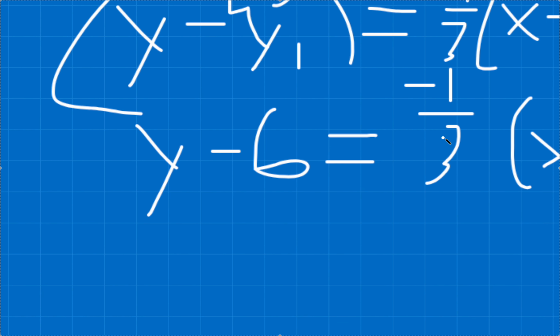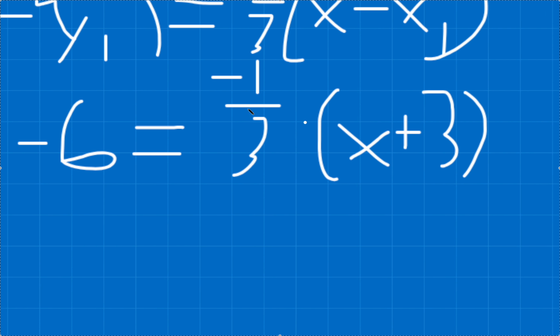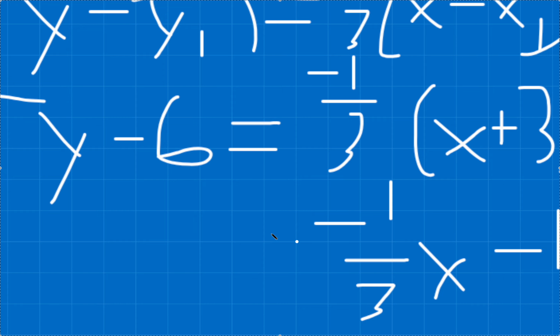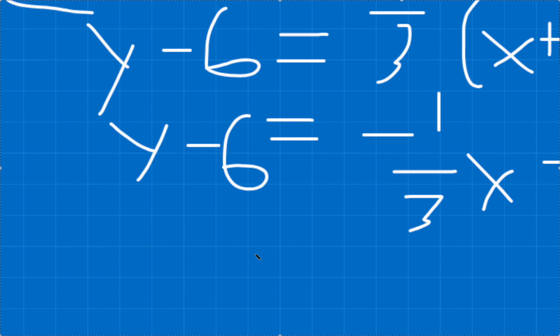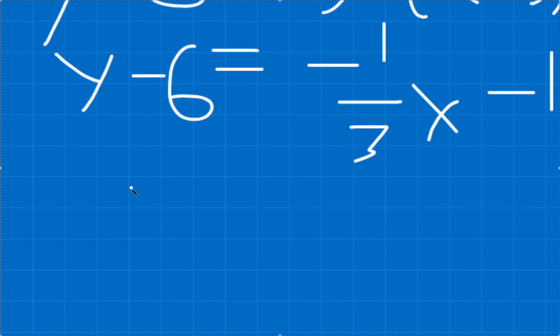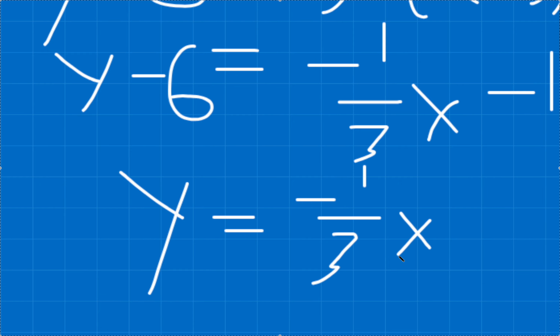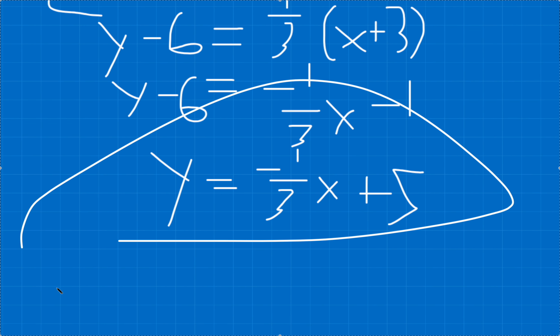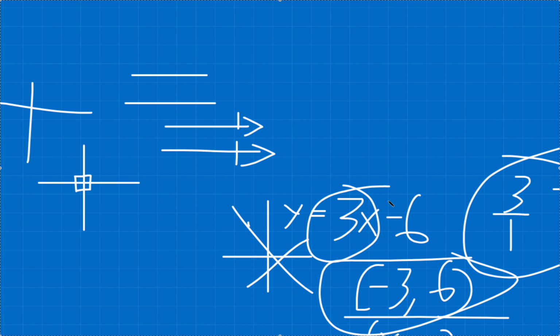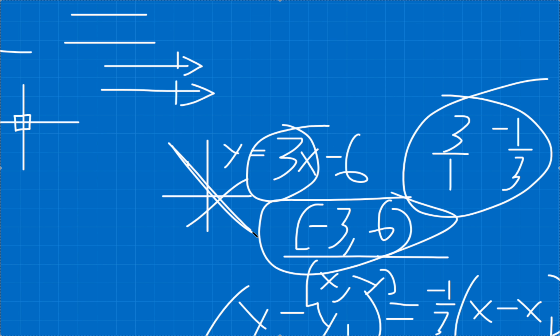And so when we multiply or distribute -1/3, we'll get -1/3 x minus 1 equals y minus 6. We have to get y by itself, so when we add 6 to both sides, we'll get y = -1/3 x plus 5. And that's the perpendicular line. It's perpendicular to this, and if you graph it out, it will look like that.